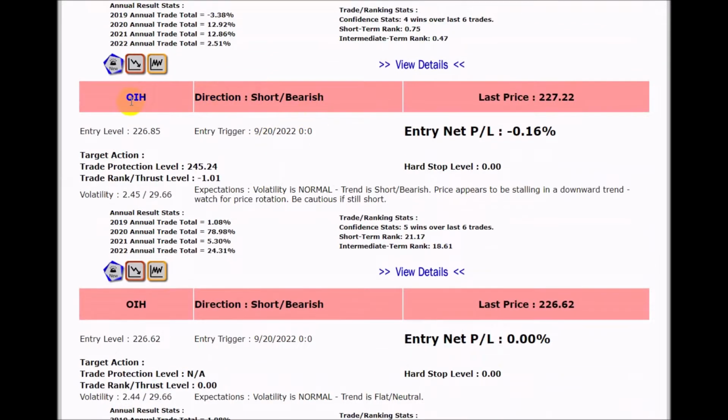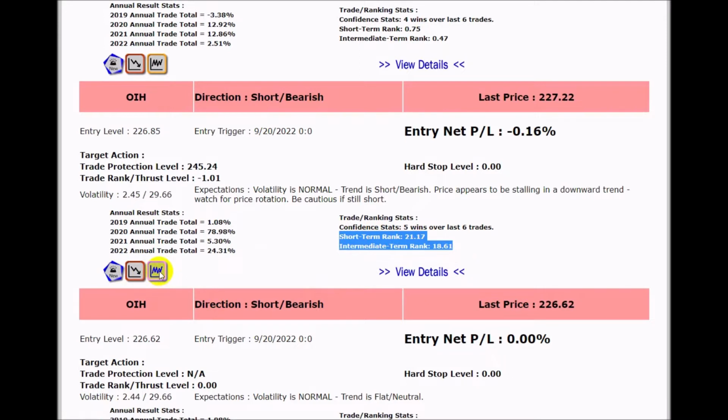So for example, OIH here looks like a beautiful trigger, 26.25. We're off, this was today, correct. 227.22, entry was 226.85. We're off 0.16%. We have a trade protection level, which is an internal resistance level at 24.25. We've got pretty solid ranking. You can see here over the past couple of years, we've got very solid ranking numbers here. It is a new trigger.